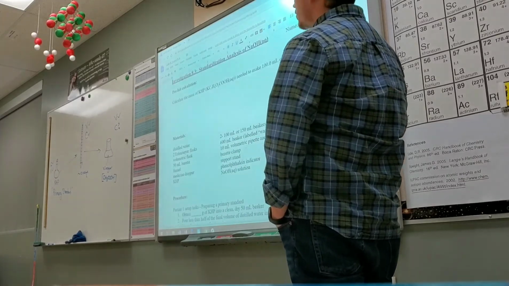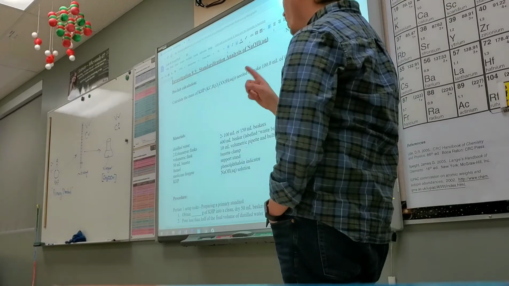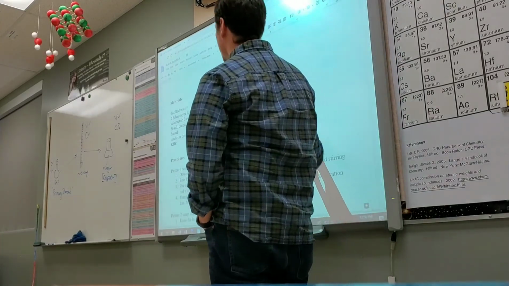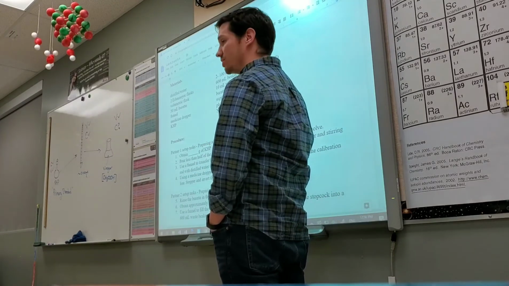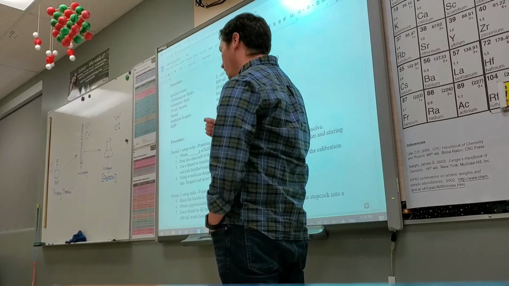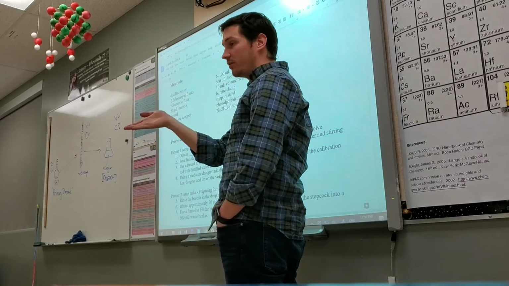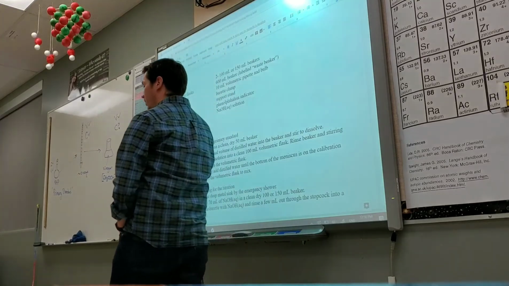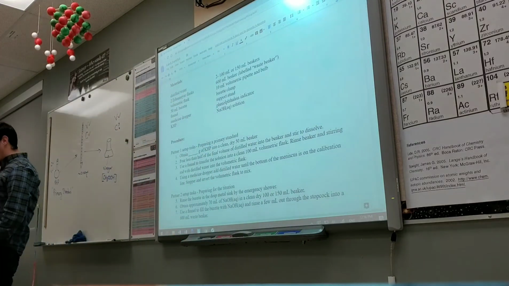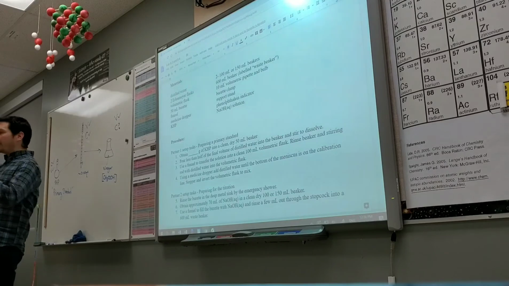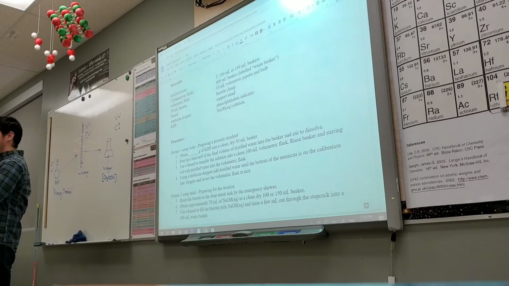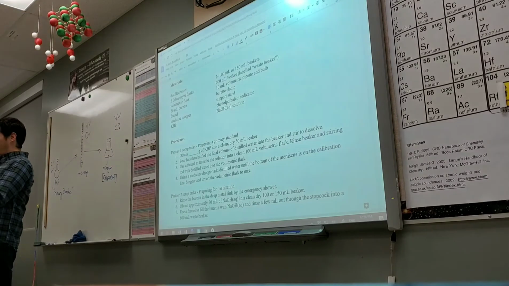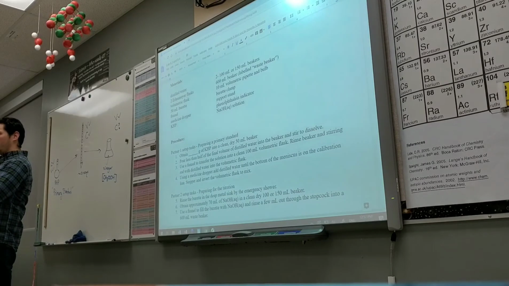Okay. So for right now, for number one, all we want to do is make our standard solution. So what we're going to do is measure out our however many grams of KHP, and we're going to try and dissolve it in some distilled water. And then you're going to transfer, right? Do you remember our quantitative transferring techniques where you dissolve something in a beaker and then you pour it through a funnel into the volumetric flask?